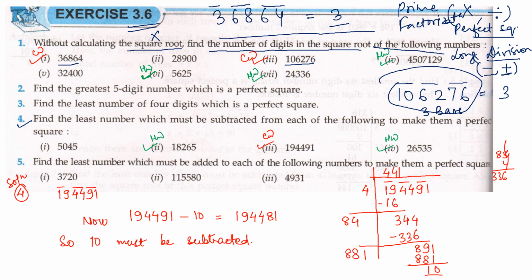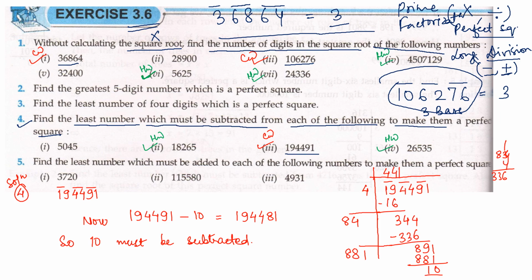So let us see the fourth question. Find the least number which must be subtracted from each of the following to make them a perfect square. So a number is given, and they are asking that if something is subtracted from it, then only it will become a perfect square. It means the given number is not a perfect square. So let us see the third part: 194491. Okay, so start doing it.